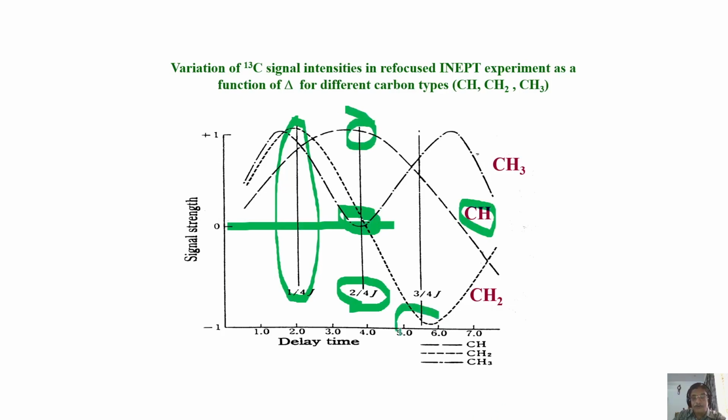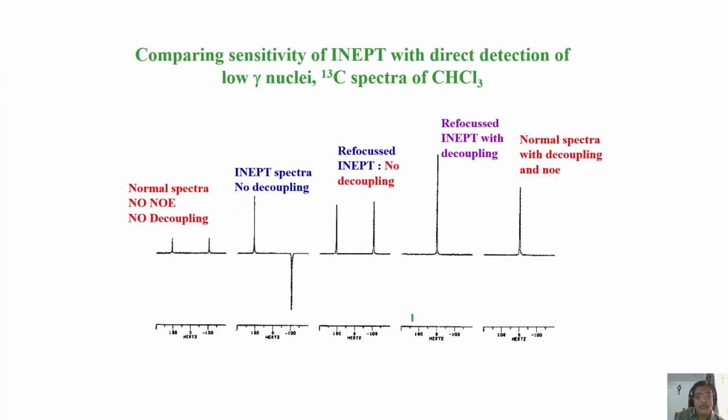Now come to 3/4 of J. What is happening? CH2 is negative, CH3 and CH are positive. So you can do this identification of carbons based on the proton multiplicities. How? By choosing the delay delta. You can choose appropriate delta and get all positive, or you can get only CH, nullify this, or you get two positive or negative, similar to what you get in other refocusing experiments like APT.